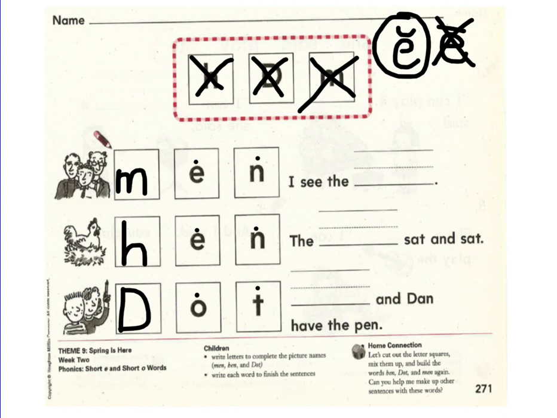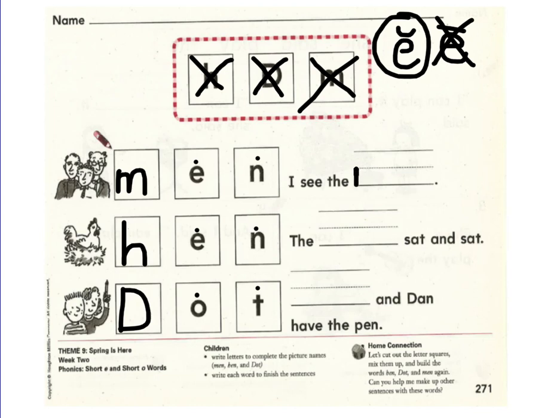Excellent work, class. Now we're going to read the sentence and pick which word should go on the handwriting line. If you think you can do this part without my help, you can go ahead and pause the video. If you'd like my help, then continue watching with me. I see the blank. If I put the word men on this line, would that make sense? I see the men. Yes, it does.